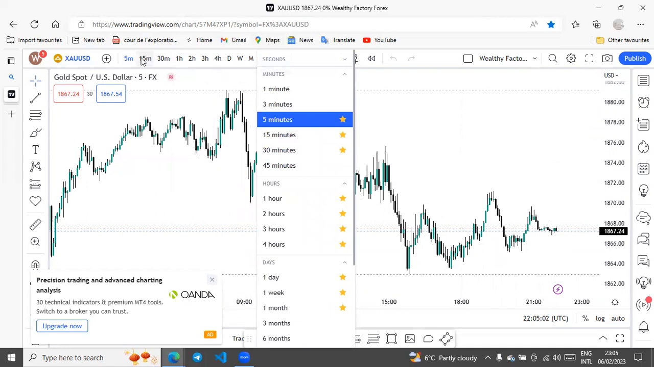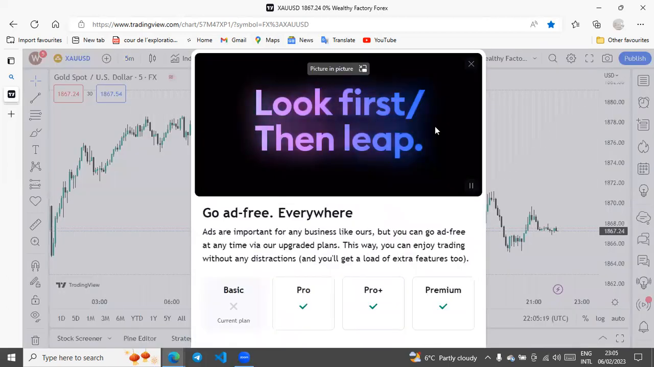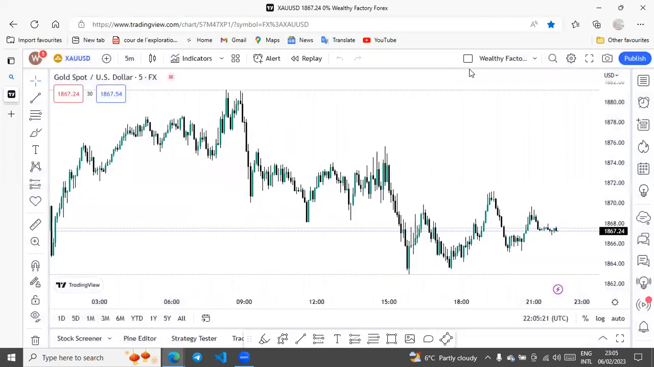I had put all these as my favorite, but let me remove them so that I can show you guys how to put them as your favorite, so that they can be showing on the screen, and you can be able to select them. So right now we have 5 minutes time frame. So what does time frame mean? Like when we say different time frame.